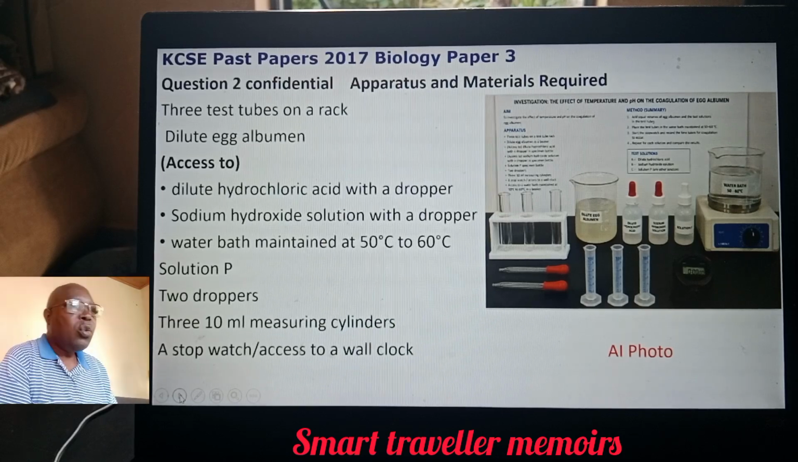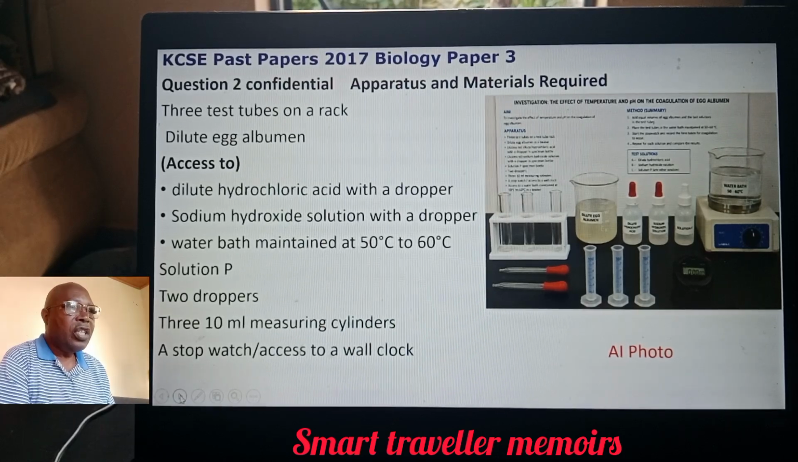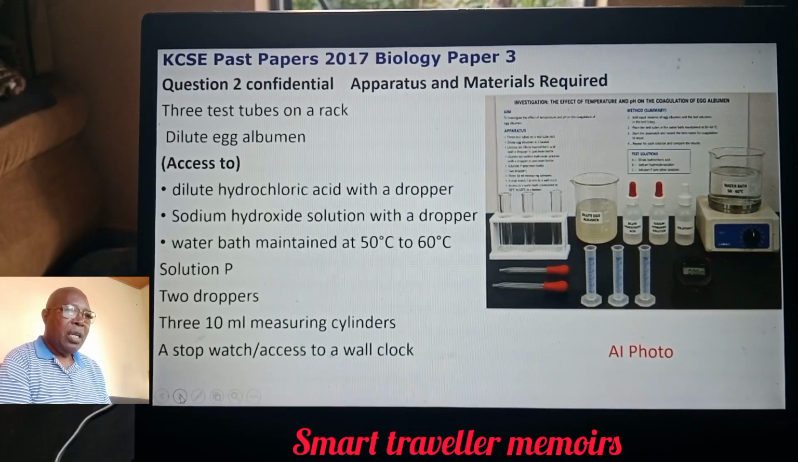Let's go to question 2, and question 2 confidentials, apparatus and materials required as follows. 3 test tubes on a rack, dilute egg albumin, access to dilute hydrochloric acid with a dropper, sodium hydroxide solution with a dropper, and water bath maintained at 50 degrees centigrade to 60 degrees centigrade. Solution P, 2 droppers, 3 10 ml measuring cylinders, a stopwatch or access to a wall clock.